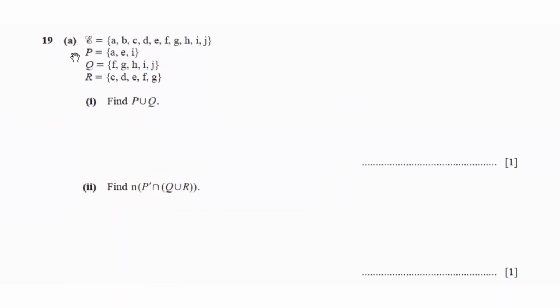We have a universal set of A, B, C, D, E, F, G, H, I, J. P is A, E, I. Q is F, G, H, I, J. R is C, D, E, F, G. Find P union Q. P union Q is going to be all the elements that are in P and Q. So that's going to be A, E, I, F, G, H, and J. We will write I only once because that's being repeated in both the sets.